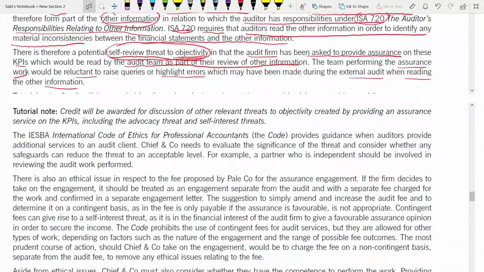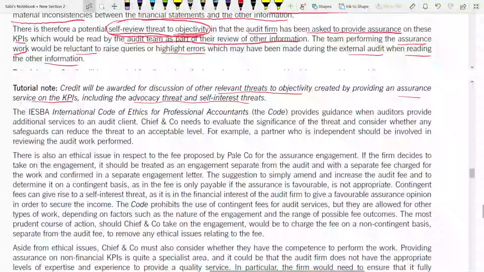Credit will be awarded for discussion of other relevant threats to objectivity created by providing an assurance service on KPIs, including the advocacy threat and self-interest threat. You can say advocacy because they are advocating on behalf of the company, and self-interest because the auditor might also have some self-interest there.